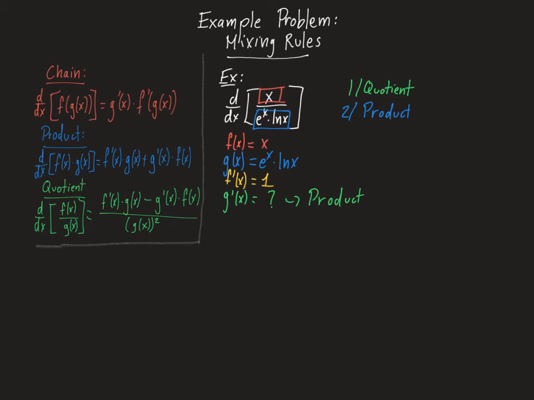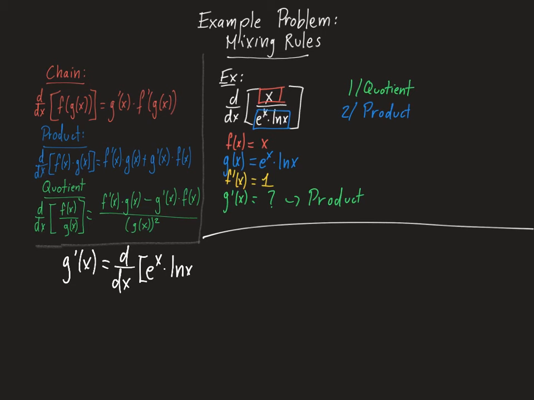So let's move down to the bottom of the screen again to do this product rule. Okay, so the function that we're looking for here is g prime of x. That's what we want to find. That's what we're missing for our quotient rule up top. And we can see here that g prime of x is going to be the derivative of e to the x times ln of x. That's what we want to find the derivative of.